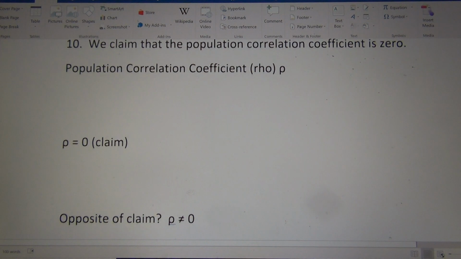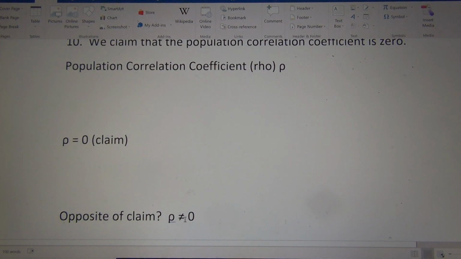There's my opposite of the claim. So rho is not equal to 0. Not equal looks like an equal sign with a slash through it. Now I decide which one's the null and which one's the alternative. Remember, H0 is always the one with equal to. So this top statement has to be H0, the null hypothesis. The statement that does not have an equal to part is always HA. So this one has to be HA.